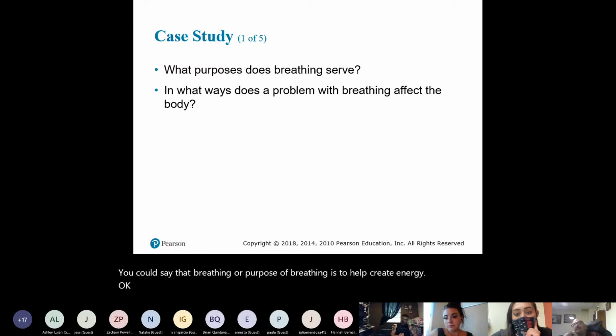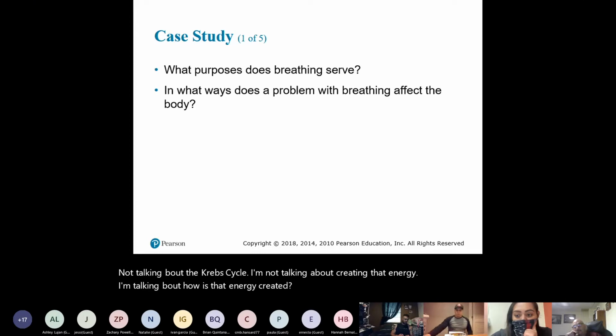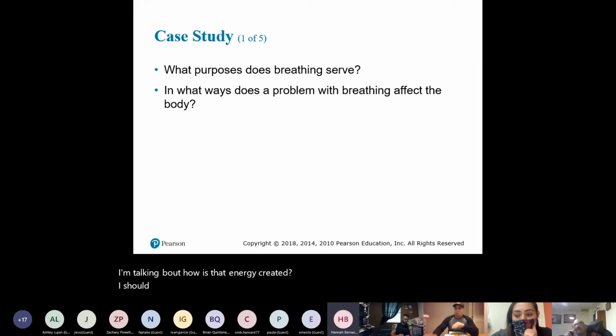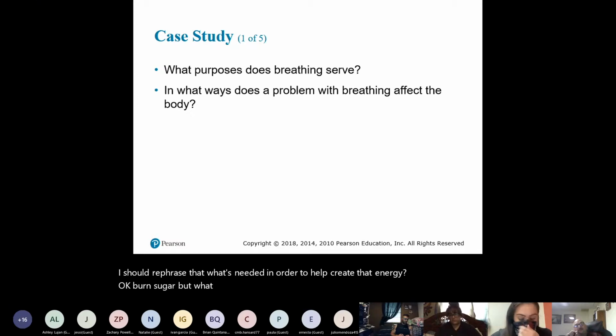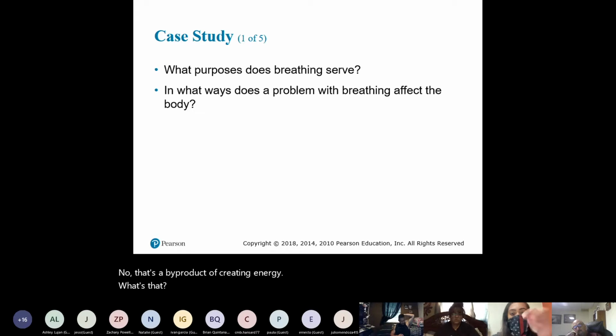Okay, yes. But how is that done? Now, I'm not talking about the Krebs cycle. I'm not talking about creating that energy. I should rephrase that. What's needed in order to help create that energy? Isn't it by burning sugar? Yeah. Okay, burn sugar. But what other ingredient is needed in order to burn that sugar? ATP? No, that's a byproduct of creating energy. What's the main thing we get when we breathe? Oxygen. So the main purpose of breathing is to bring in oxygen to the body. And the secondary is it helps expel the waste, carbon dioxide.